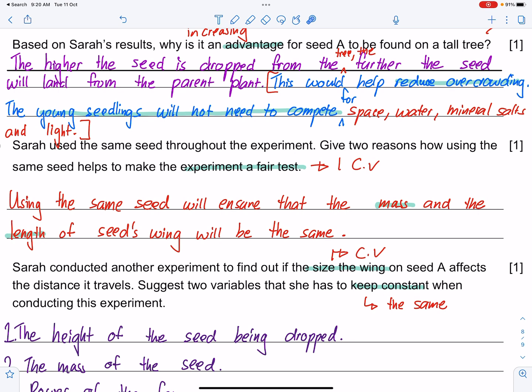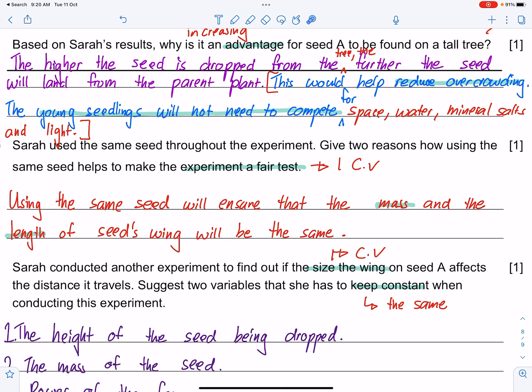Because having a different seed might mean that one seed has a certain mass, another seed has a different mass. One seed might have a certain wingspan, another seed might have a different length or wingspan, right? And all this would affect the distance that the seed travels. Because the only changed variable in this case is the height at which your seed is being dropped from. Anything else needs to remain the same.